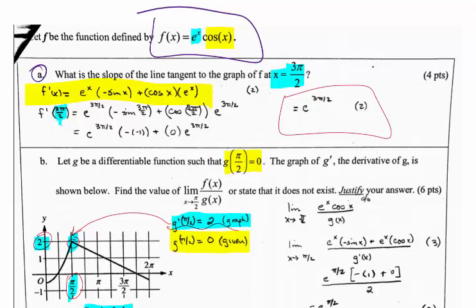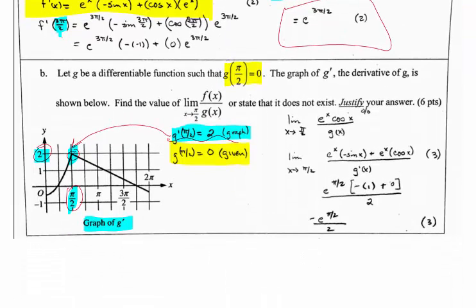Now let's go ahead and take a look at question B here. This one is a really interesting one because there's a lot of things going on here. Now, the first thing they tell you is let g be a differentiable function such that g of pi over 2 equals 0. Now, notice they're giving you that. They're telling you that piece of information, so that's going to be critical to what we need later. Now, they also tell us that the graph of g prime, the derivative of g, is shown below. So this piece right here is also going to be used.